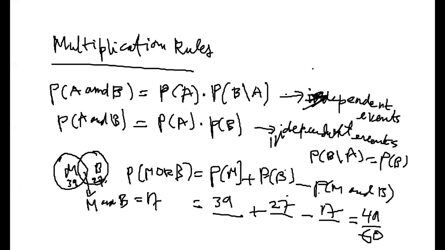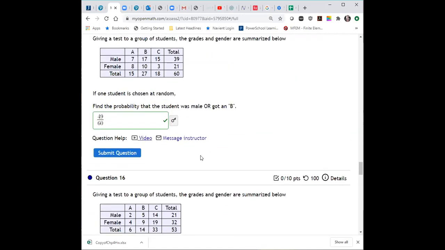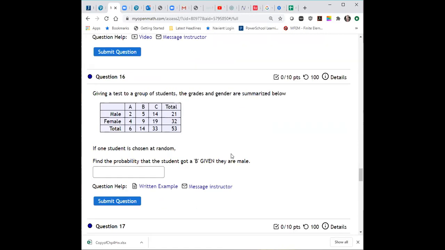Okay, let's go to number 16. Given that they are male. Oh, sorry, I need to go back to the problem, right? So the answer for this one will be 49 over 60, right? Okay. Now go to the next one.